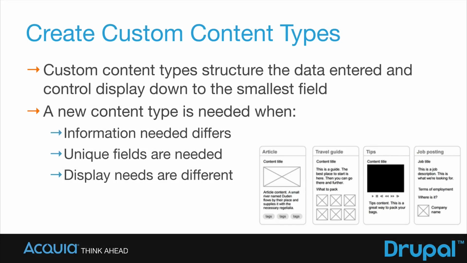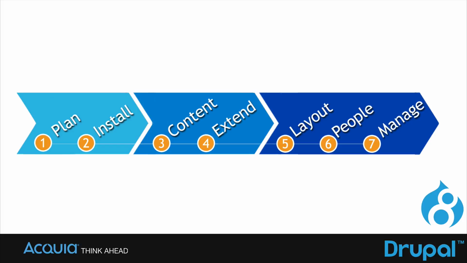So our first task is to create custom content types. You'll remember our Drupal 8 site building workflow: plan, install, content, extend, layout, people, and manage. And I mentioned earlier in the course that some of these can be rearranged. It really just depends on how you want to build your site. But let me encourage you to think this way. Content always comes first, because without content, it's really hard to extend, layout, or manage your website. So let's talk about the content piece first.